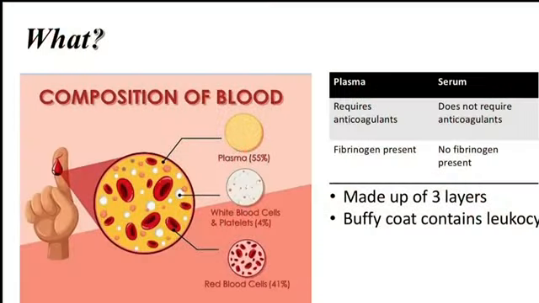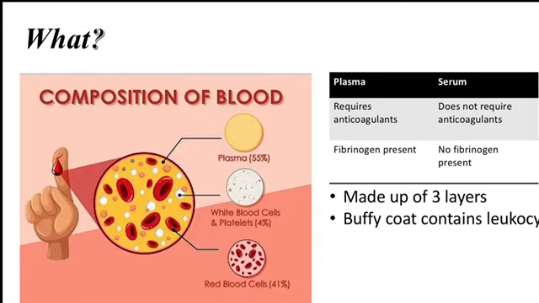So what does the blood comprise of? The blood mainly comprises three different layers, which are the plasma layer, the buffy coat layer, and the erythrocyte layer. Each layer plays a crucial role in our body, be it for protection by white blood cells or transportation of oxygen by the red blood cells.